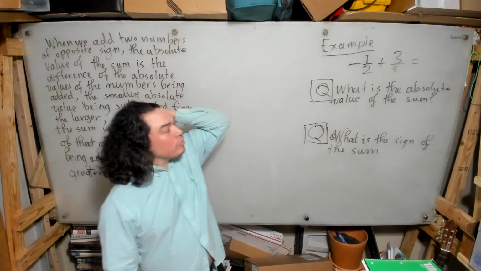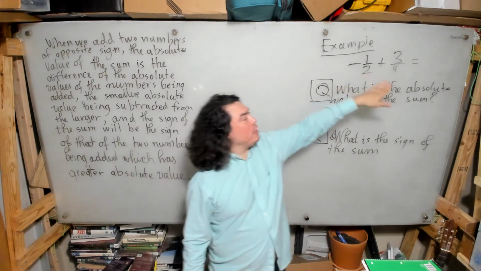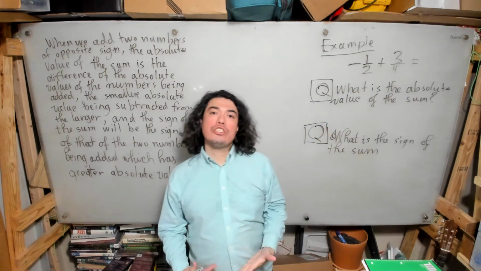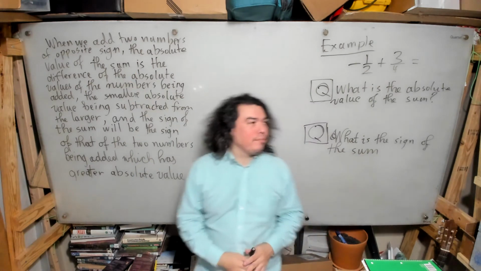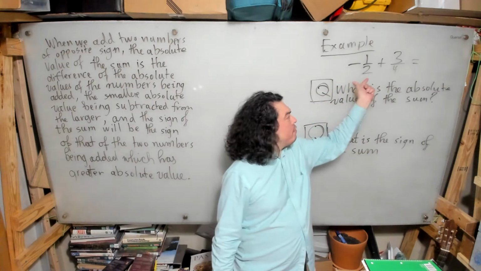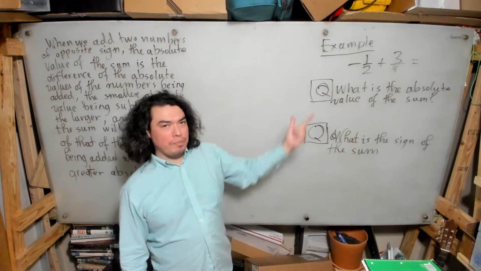So here, we're going to look at this example. What is negative 1/2 plus 3/4? First of all, does this rule apply? Does this rule apply when we add two numbers of opposite sign? Negative 1/2 and positive 3/4, we're adding two numbers of opposite sign, so the rule applies.